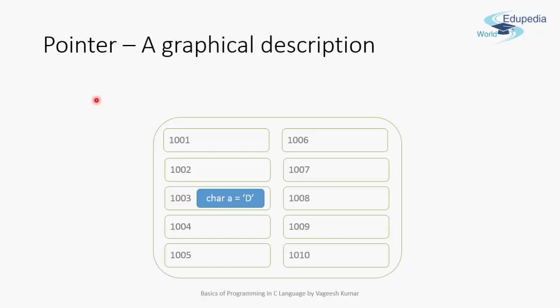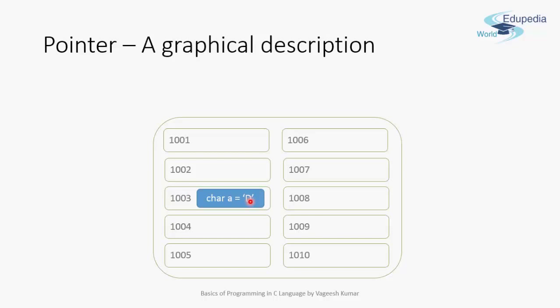in the process control block of your program. Each program, when it runs, becomes a process, and it has a process control block where all this kind of information is stored. So this information will be stored there: that there is a variable which is of type character, the name of that variable is a, and its memory location is 1003. And at this location 1003, the character capital D will be stored.